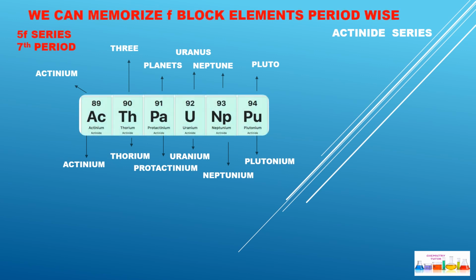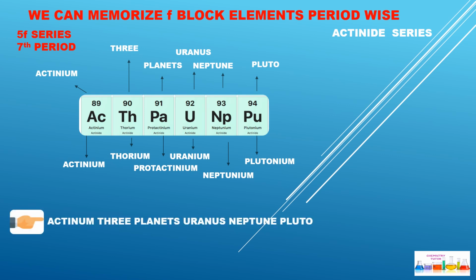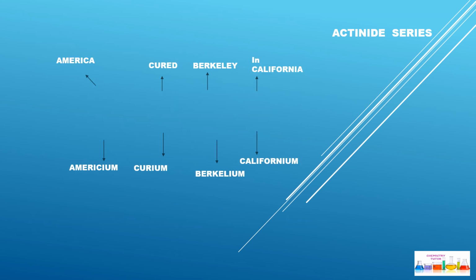The sentence will be: Actinium 3 planets Uranus, Neptune, Pluto. Actinium will be for actinium, 3 for thorium, planets for protactinium, Uranus for uranium, Neptune for neptunium. Pluto will be for plutonium. So we can learn this sentence: Actinium 3 planets Uranus, Neptune, Pluto.